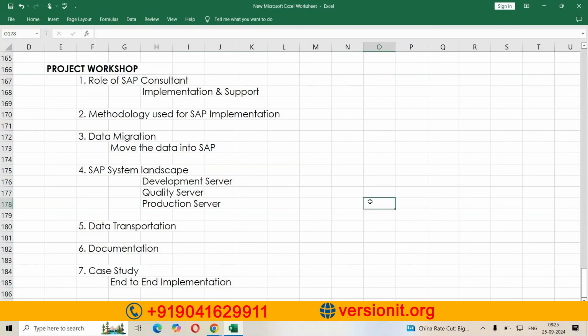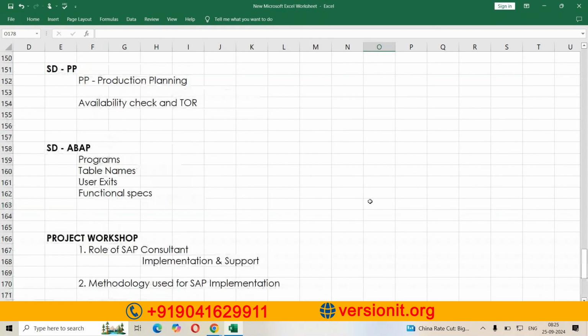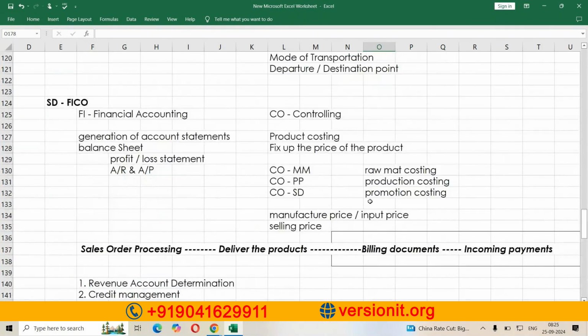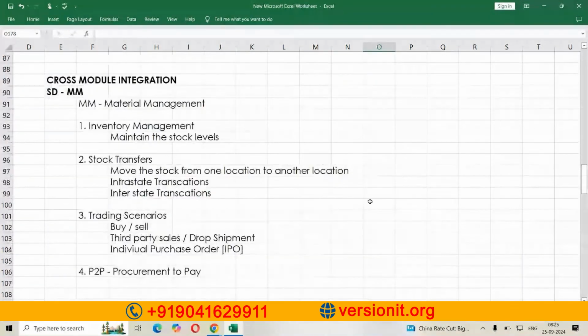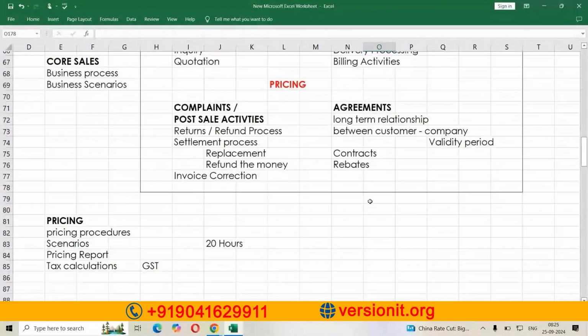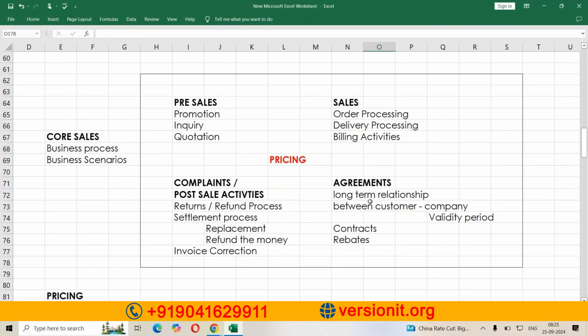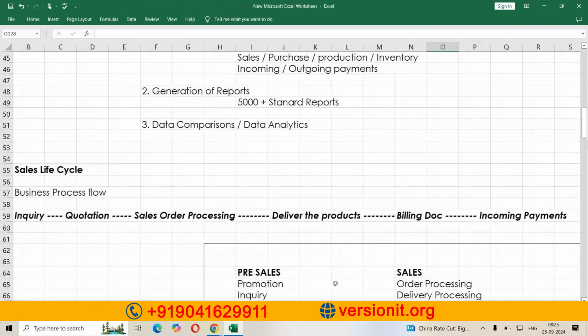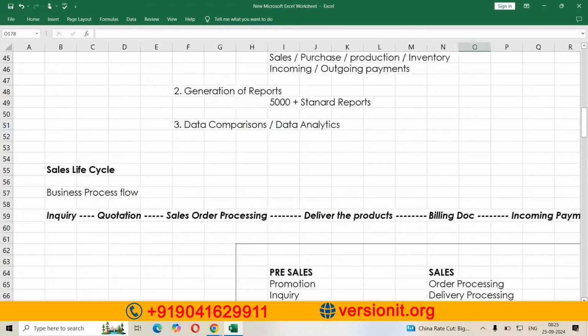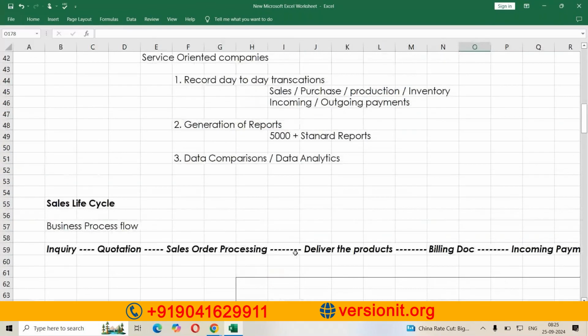So this is what I wanted to explain in today's session, giving you a good overview of how this particular training program has been designed and what are going to be the outputs of this particular training, what are going to be the different areas we are going to be learning in the sales and distribution to work with the life cycle.